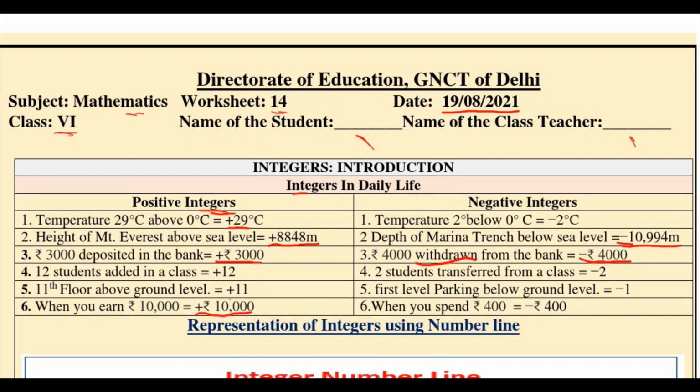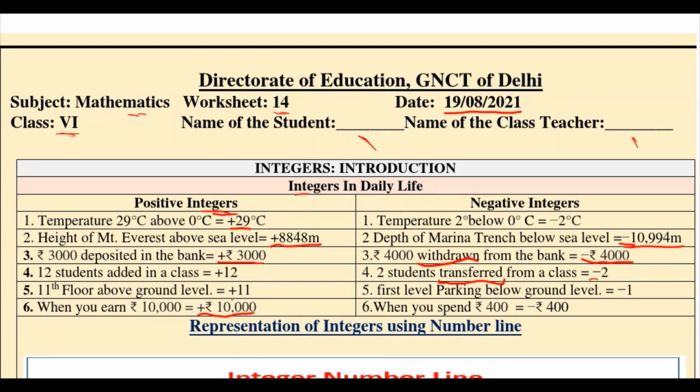2 students transferred from the class. Transferred means that they are leaving the class. So when they are leaving, what will we write? Minus 2 here. First level parking below ground. So first level parking is below ground level, so we will use minus 1 for this. When you spend rupees 400, minus rupees 400.